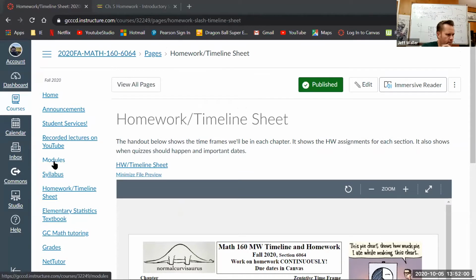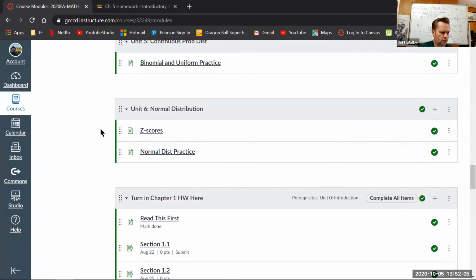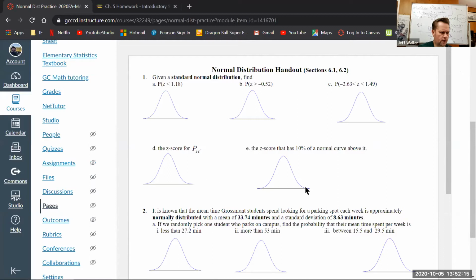So if you come in here to modules, just in case you weren't here last time, go down to unit 6, crazy enough because we're in chapter 6, go to normal distribution practice, and we actually did the first problem here last time. You guys remember that? So we're getting back into normal curves. There aren't any normal curves in chapter 5. Some people are doing z-score stuff in chapter 5, but they don't have anything to do with normal until we get to chapter 6.